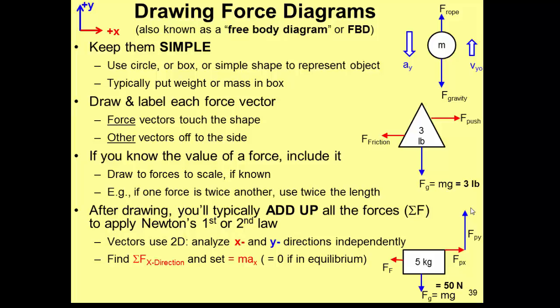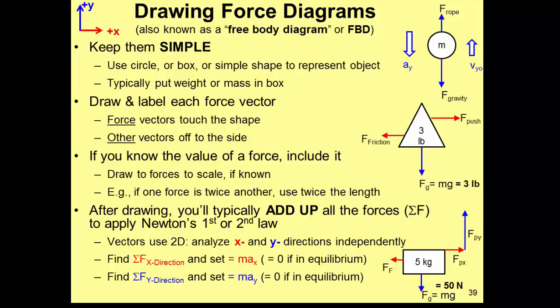So in the x direction, I could take these two forces, negative Ff and positive Fpx, and the directions of these tell us our signs, add them together and set them equal to, on the right side of the equation, mass times acceleration in the x direction. If your acceleration happens to be 0 in the x direction, if you're in some type of equilibrium, go ahead and zero that out.